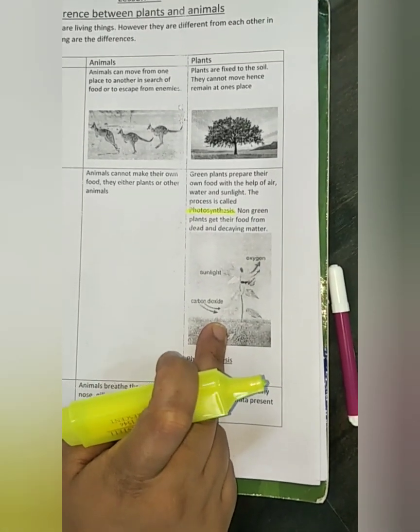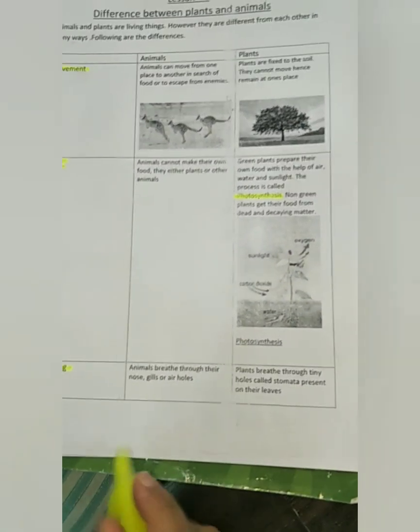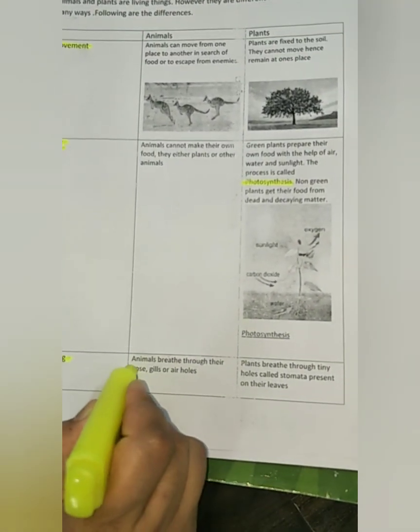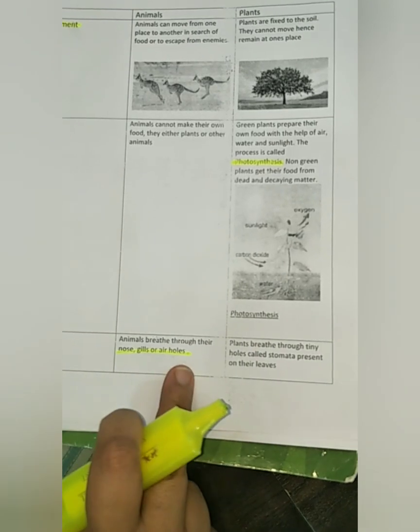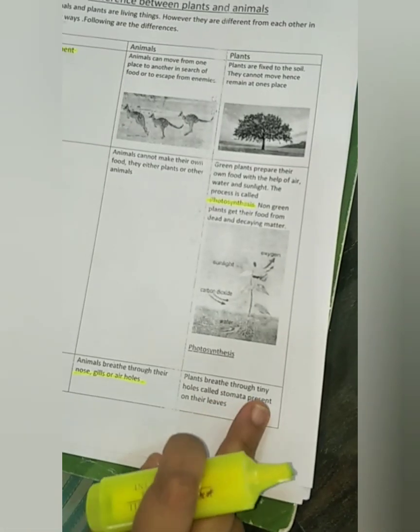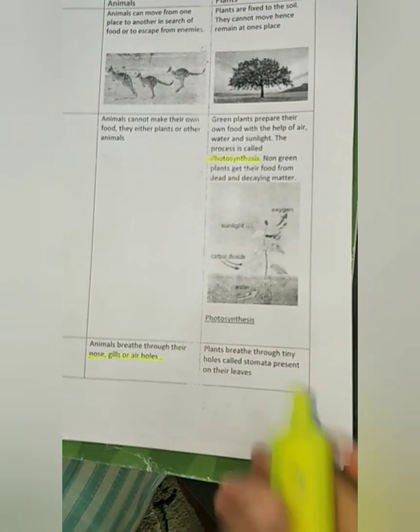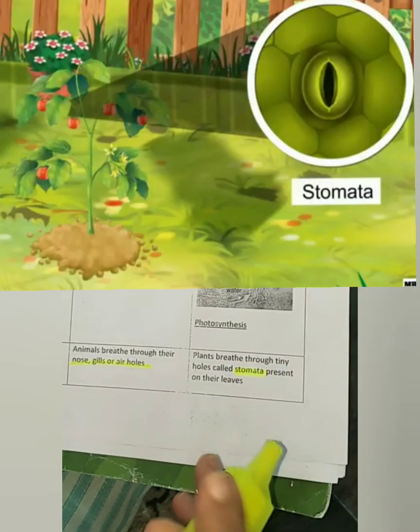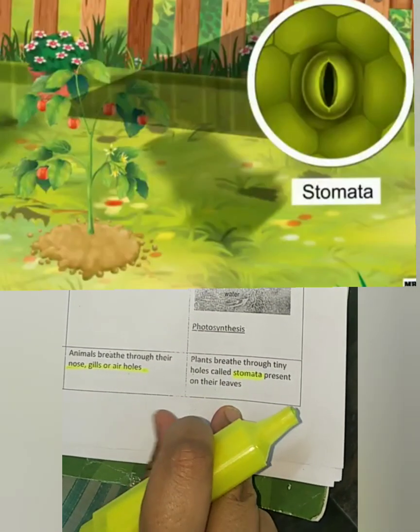and decaying matter. The third criteria is breathing. Plants and animals both breathe, but animals breathe through nose, gills and air holes, whereas plants breathe through tiny holes called stomata present on their leaves.